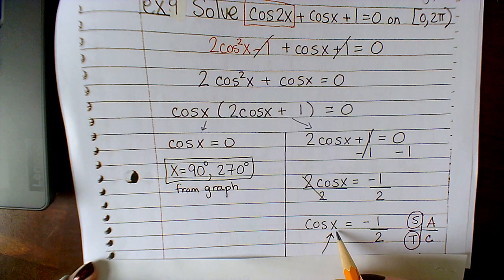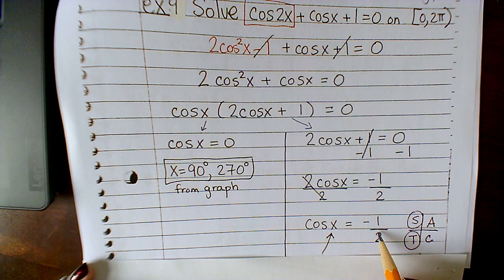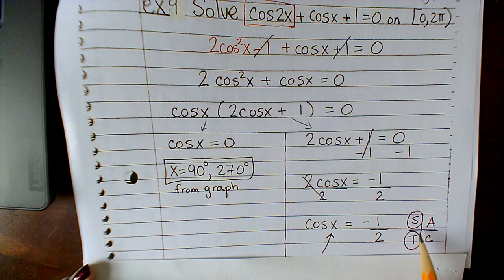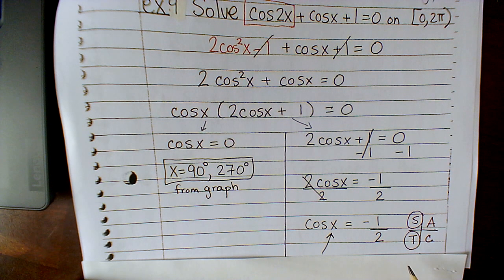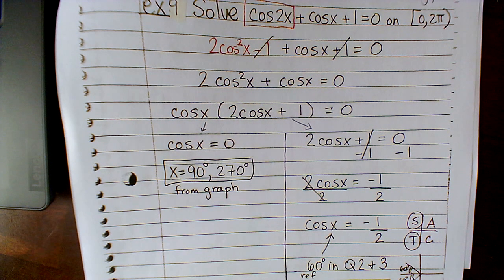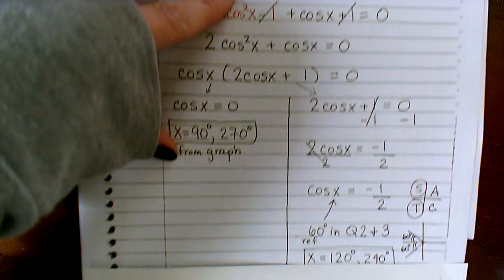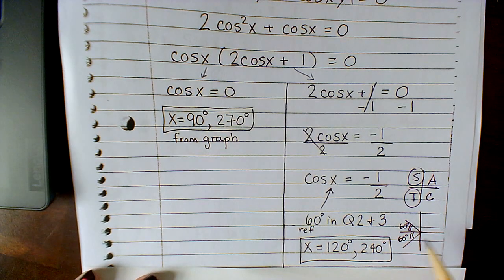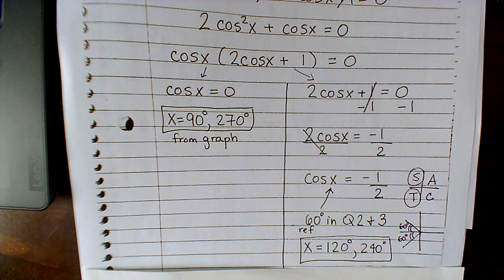Now we're looking for the angle whose cosine is negative 1/2. It's negative, so we're going to pick the 2 quadrants where the cosine function is negative. The angle associated with 1/2 and the cosine function is 60 degrees. So we want a 60-degree reference angle in quadrants 2 and 3. So that's going to give me 120 and 240 degrees.